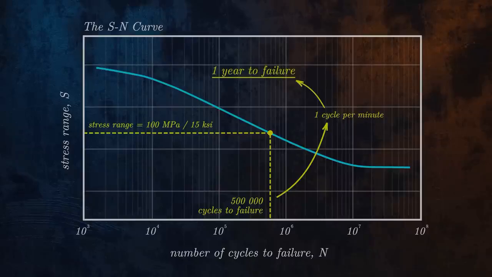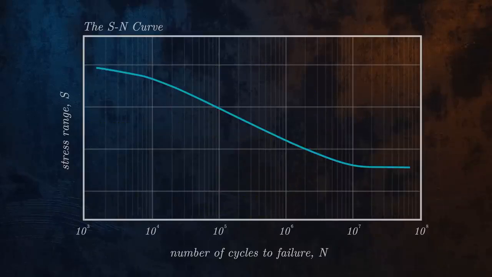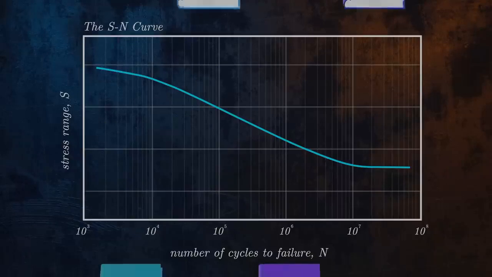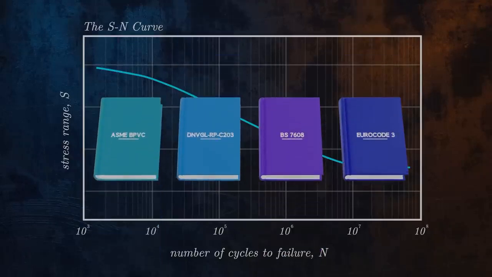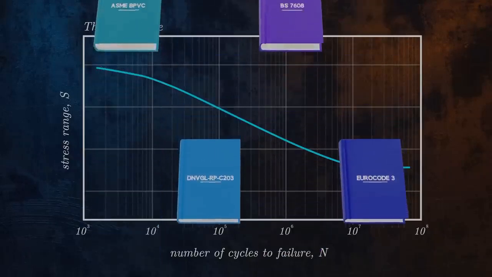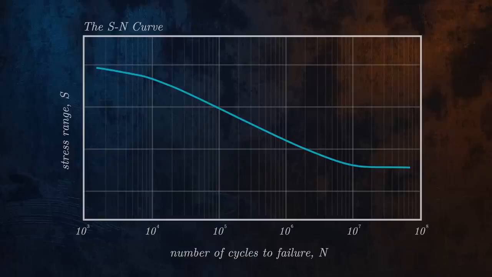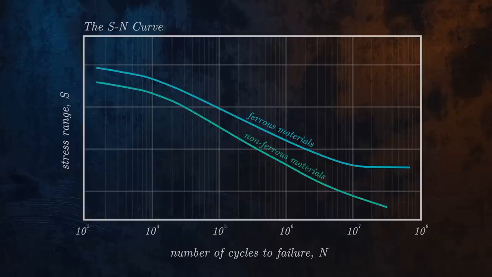Fortunately, we don't have to perform these time-consuming fatigue tests ourselves. SN curves for many different materials are already published in different engineering codes. For some materials, and in particular for ferrous materials, it is important to note that the SN curve at a very large number of cycles becomes a horizontal line. This is known as the endurance limit.